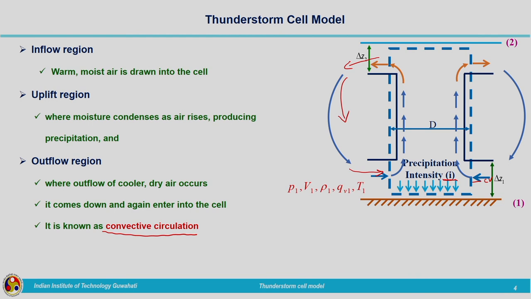Now, when we talk about the atmospheric parameters, at the inflow region, we have already denoted as 1: pressure P, velocity, density, specific humidity and temperature, all are represented by these terms with a subscript 1. And in the outflow region, we have the similar terms with the subscript 2.